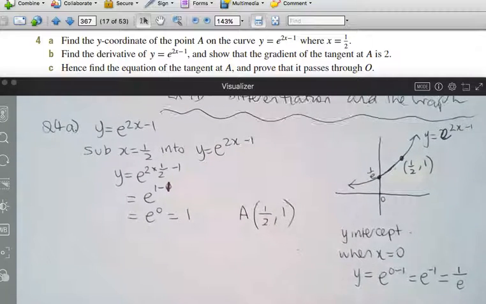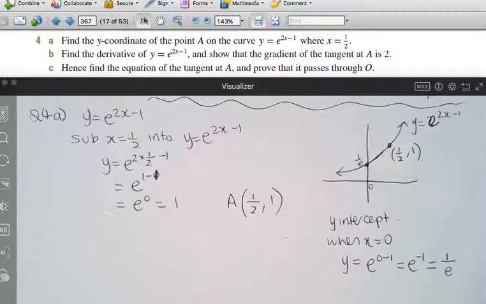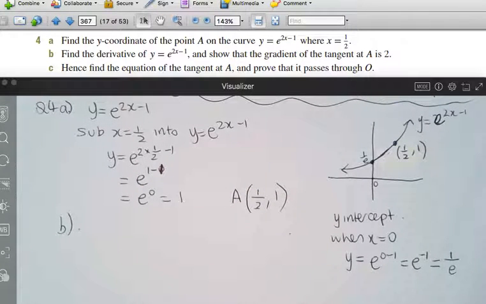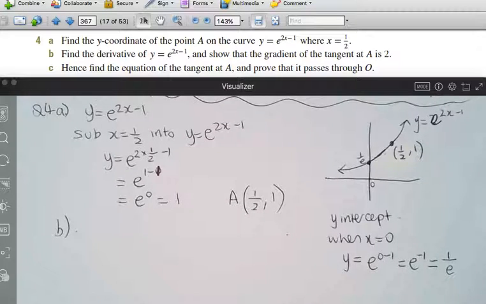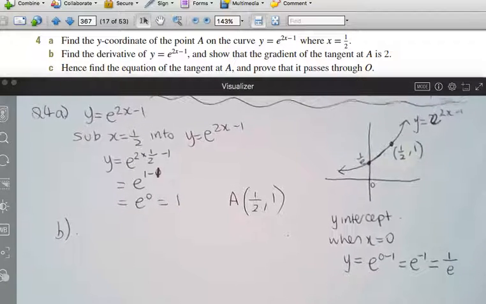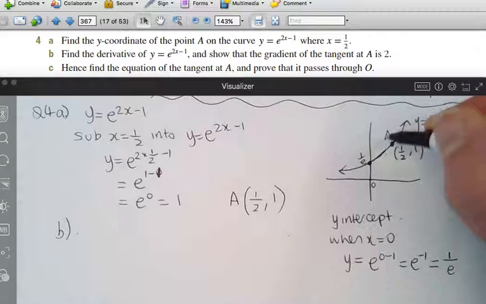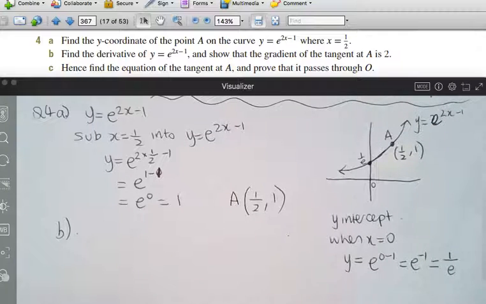So this is what I've got here so far. Now, we've just done part A. I've worked out the y-intercept because I did a bit of a sketch. Now for part B, it says find the derivative of y equals e to the power of 2x minus 1 and show that the gradient of the tangent at A is 2. And then in part C, we're going to find the equation of the tangent at A. This is the point A, all right? And we're going to find the equation in part C and show that it passes through the origin.